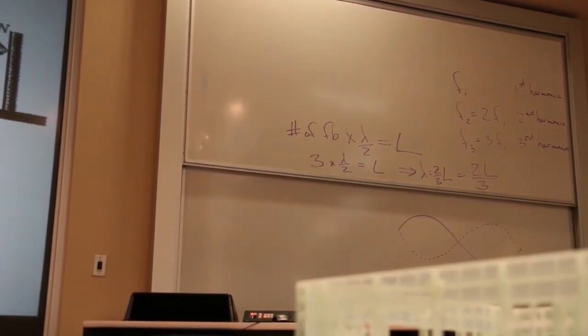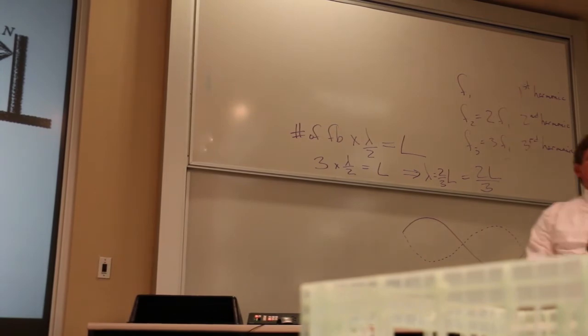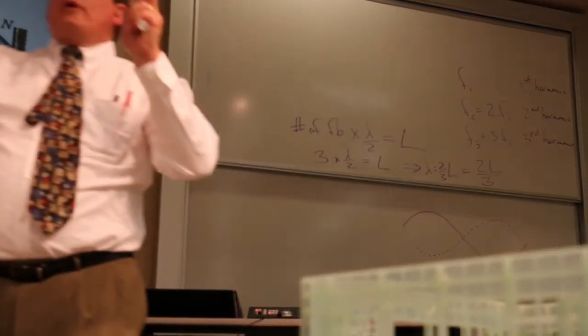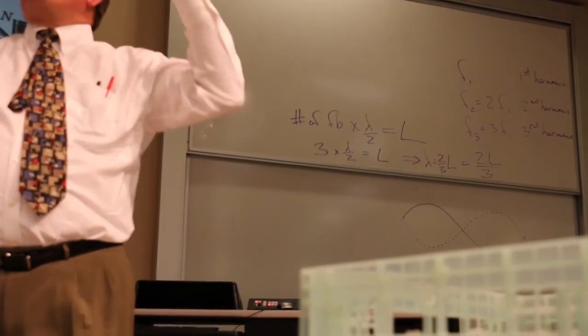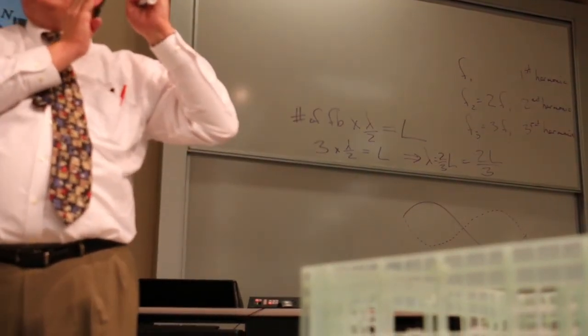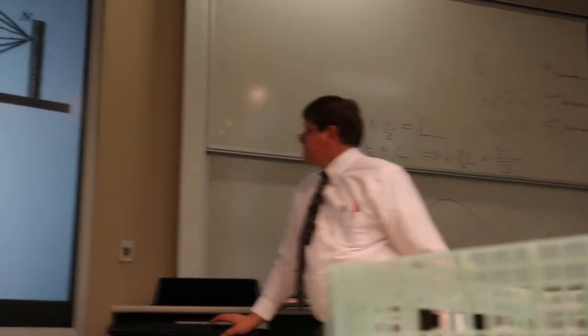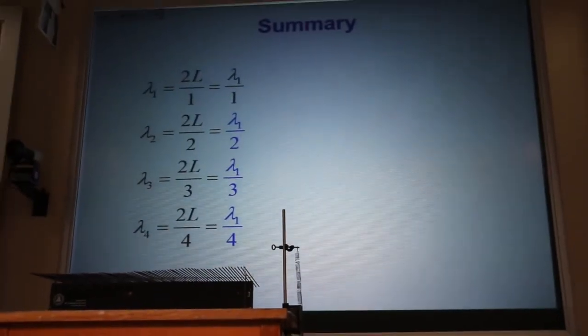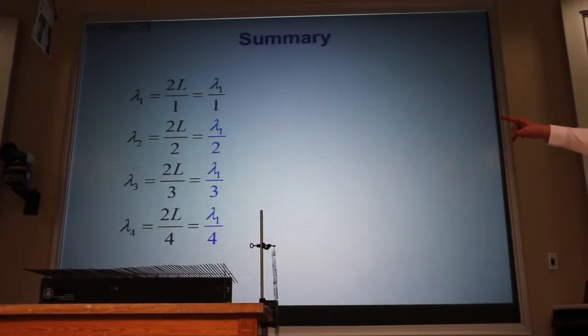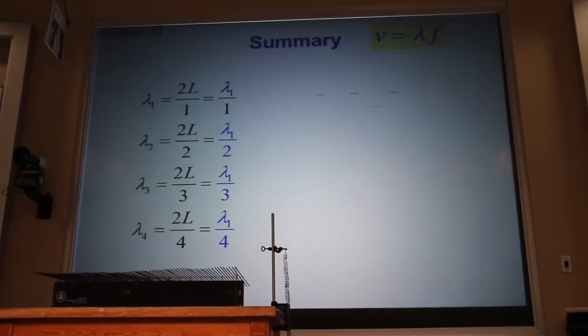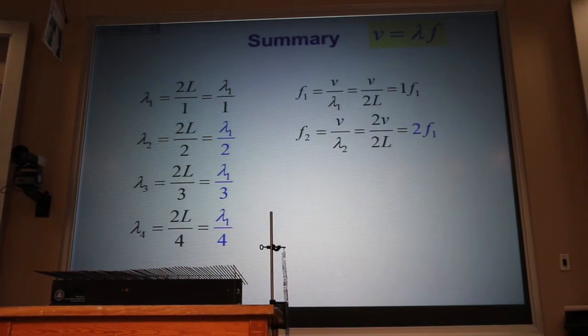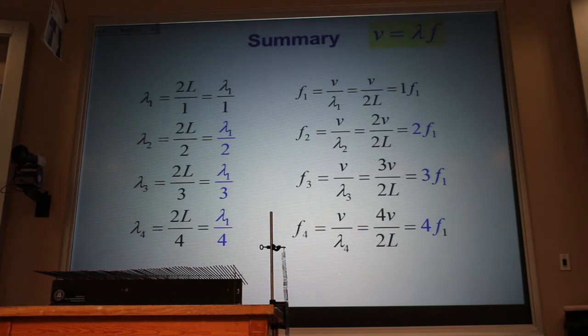What's 2L? 2L was the first wavelength. And so what we've seen here is that the wavelength goes from 2L to half that much to a third that much. Anyone want to guess what the next one's going to be? A fourth that much. Now, if I use the wave equation, if the wavelengths are getting smaller by a factor of 2 and 3 and 4, and the speed stays the same, then by that wave equation, that means the frequency has to get bigger by a factor of 2 and then 3 and then 4. And those are the harmonics. A consequence of that wave equation.